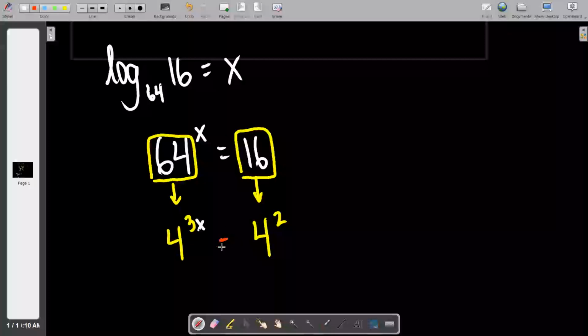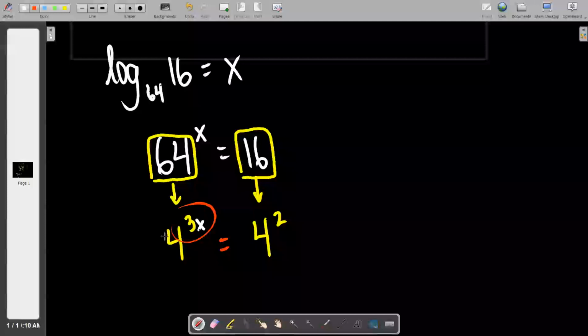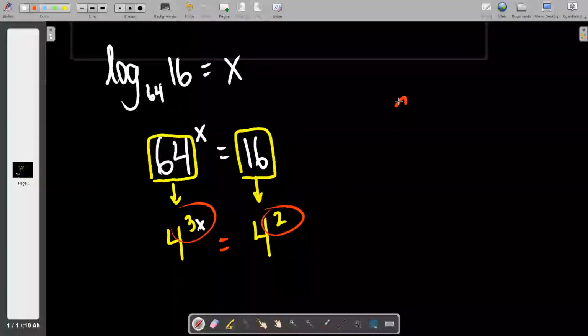The power of this equal sign says, hey, if the left side and the right side actually equal each other, then this exponent has to equal this exponent. There's no way around the fact that 3x has to equal 2. Divide both sides by 3. What's x? Done. And again, don't put x equals 2/3.